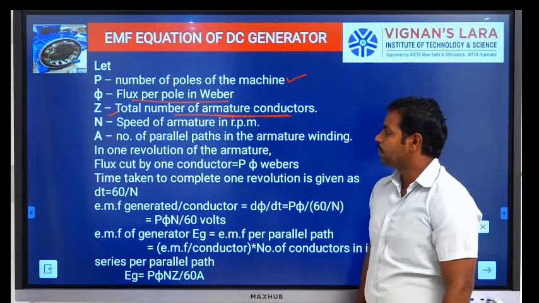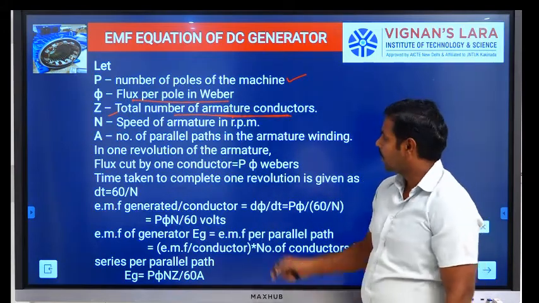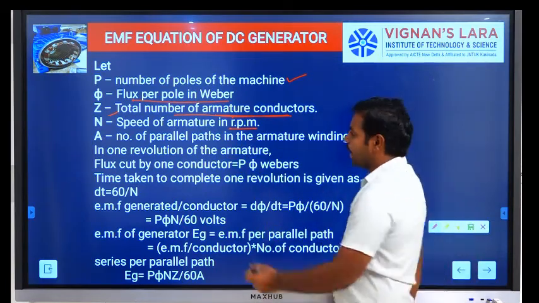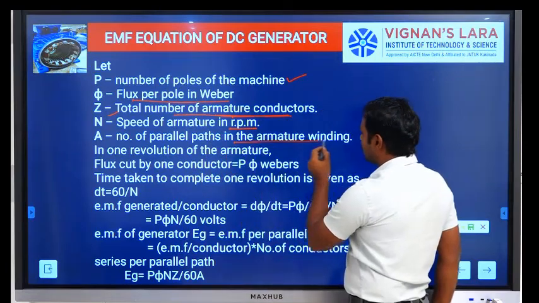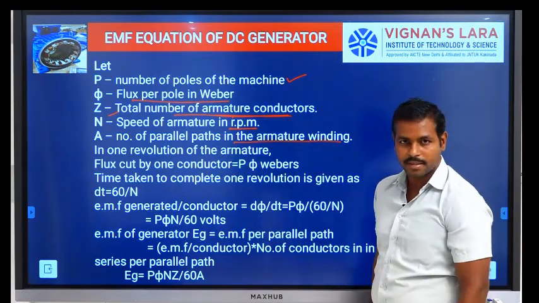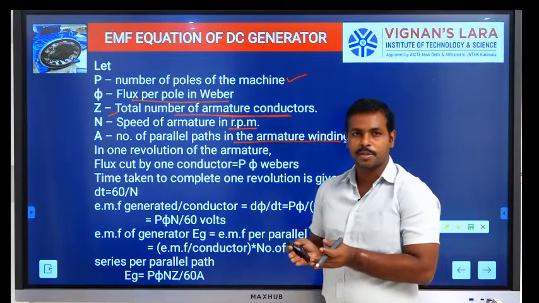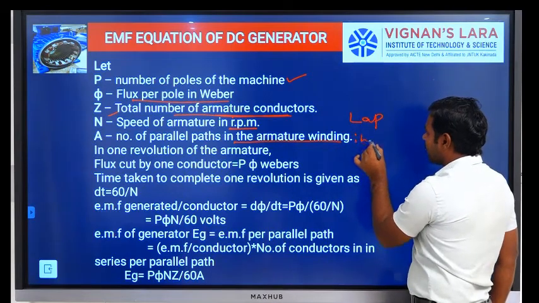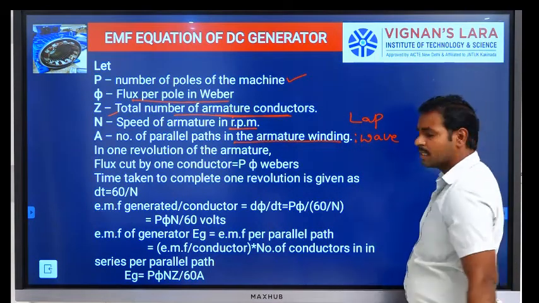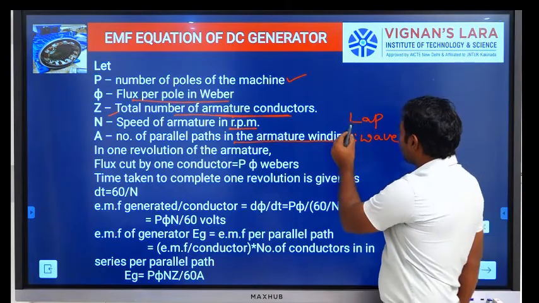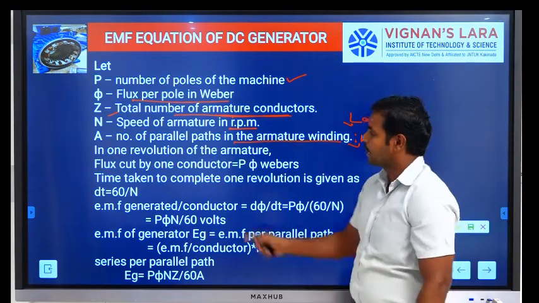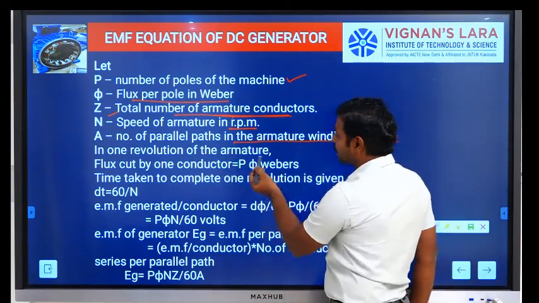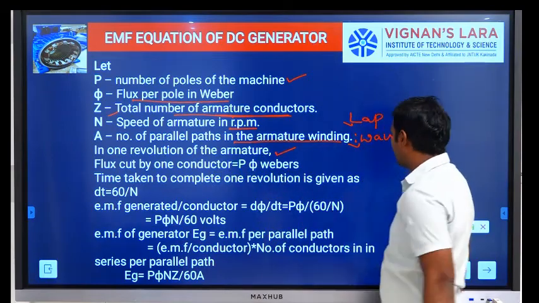N is the speed of the armature in RPM, revolutions per minute. A is the number of parallel paths in the armature winding. The armature winding is classified into two types: one is lap winding, the second is wave winding. Based on these two types, we determine the number of parallel paths in the armature winding. Now consider one revolution of the armature.